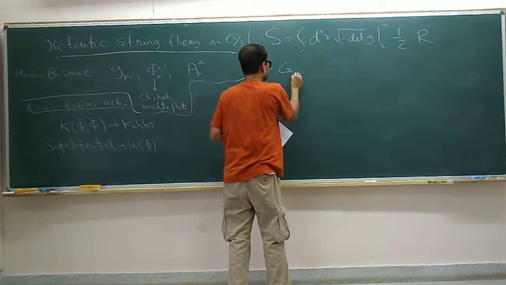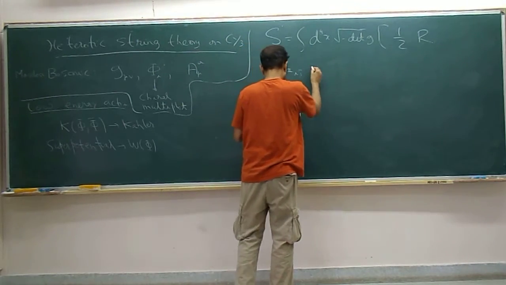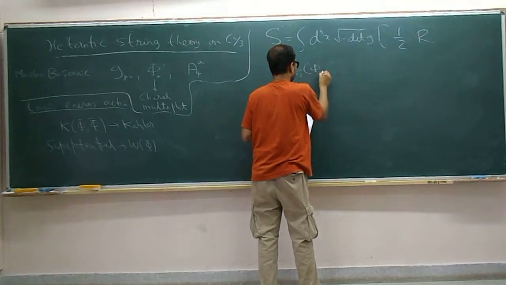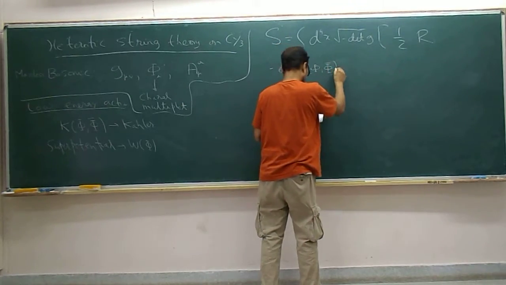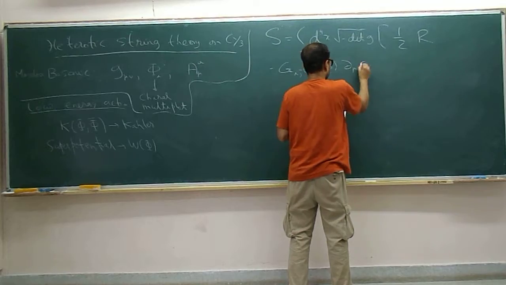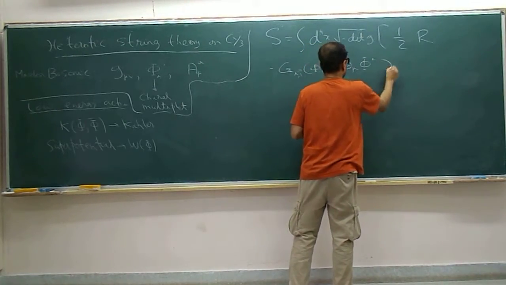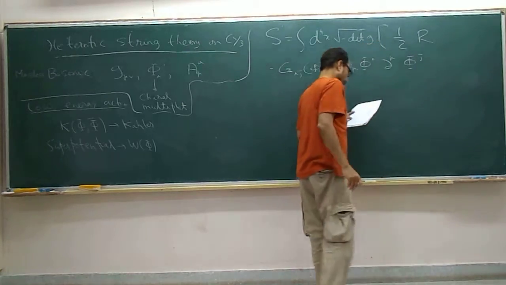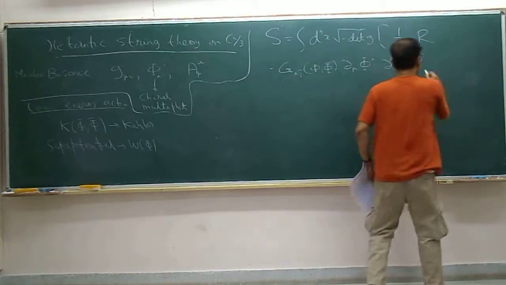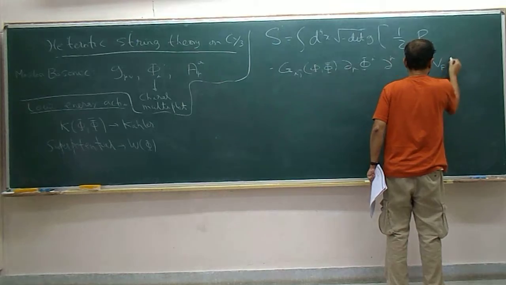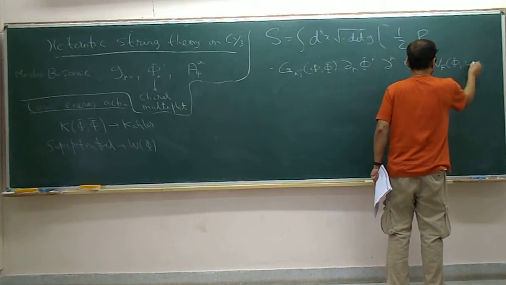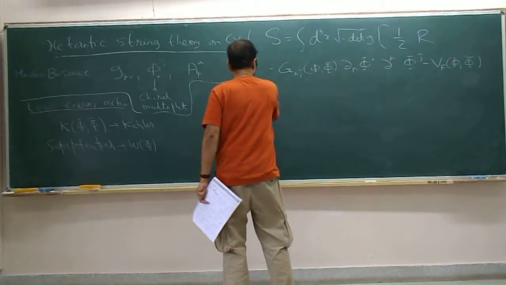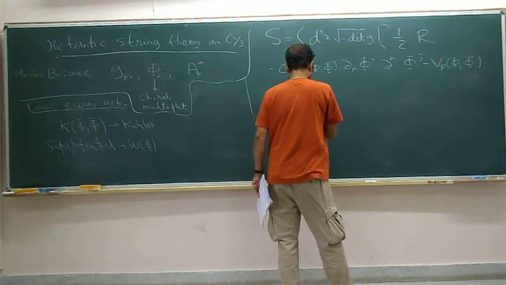Minus G i j bar, partial derivative mu phi I, partial derivative mu phi bar j bar, minus V of phi, phi bar. There will be some more terms added here, so let me give some space.